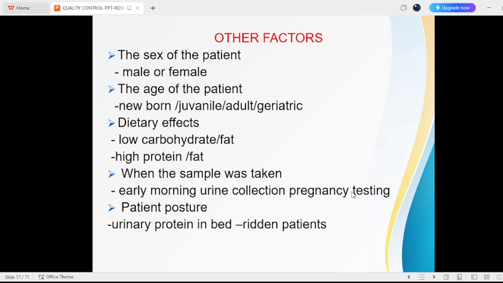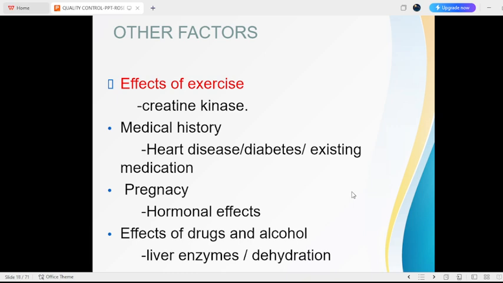Again, when the sample was taken early in the morning for the urine collection, that is mainly used for the pregnancy testing. Next is the patient posture. Urinary protein in bedridden patients, there will be variation, and other factors such as effect of exercise, especially in the level of creatine kinase. And if the patient has a medical history like heart disease, diabetes, existing medication, in pregnancy time, there will be hormonal effects, then effect of drugs and alcohols that will mainly affect the liver enzymes.